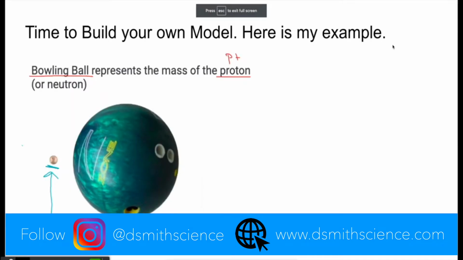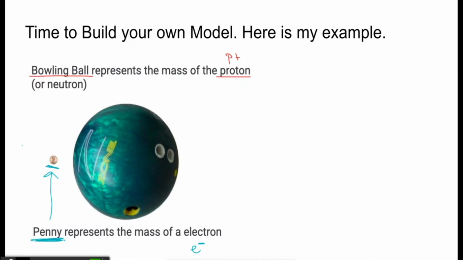Okay, here's the example of my model. So I used a bowling ball to represent the proton or the neutron. They're about the same mass, correct? In my example, the penny would represent the mass of an electron. So this is relative, the size of them. Roughly the bowling ball is 2,000 times larger in mass than the penny, okay?